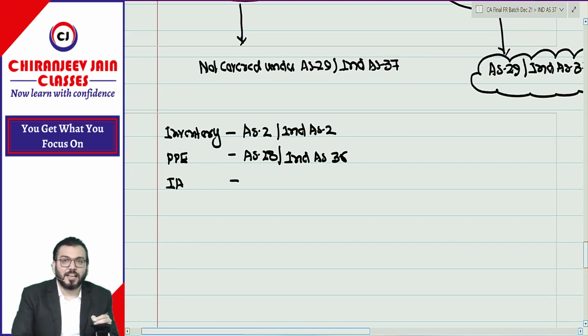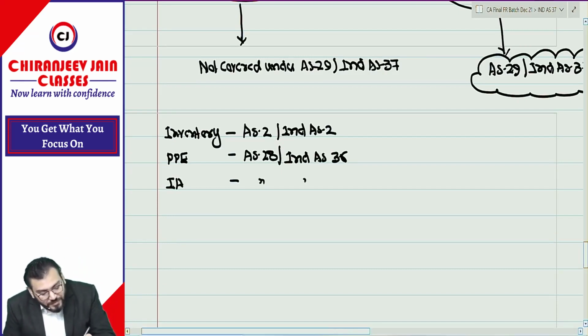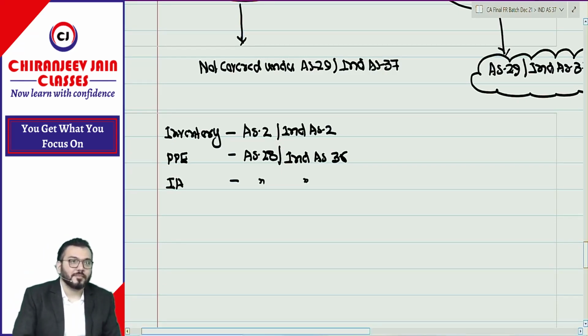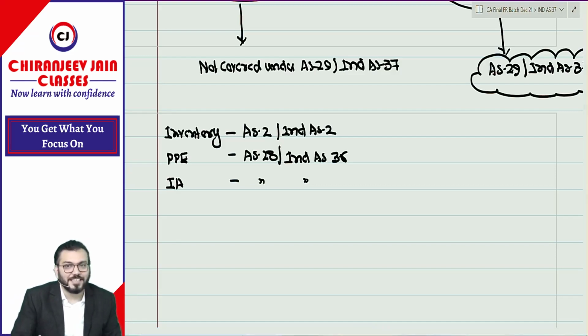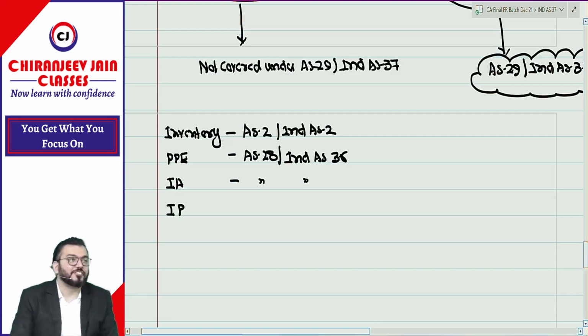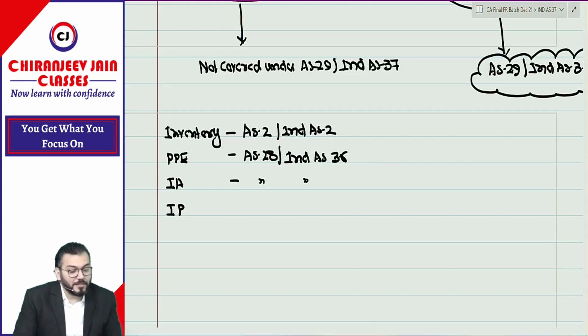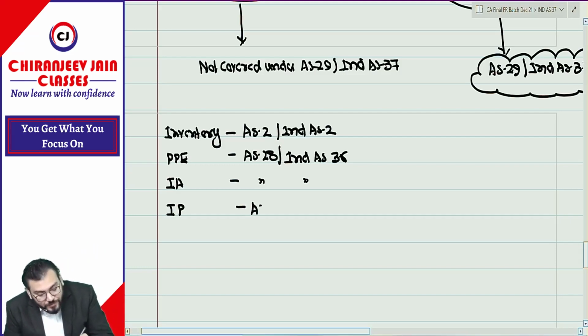IA means intangible asset. Okay? If you want to write it in full, IA means intangible asset. Correct? Then it is the same thing. Decline in the value of intangible asset is covered under AS 28 and Ind AS 36. Correct? Similarly, investment property, IP means investment property. This was covered under AS 13, and Ind AS 36.